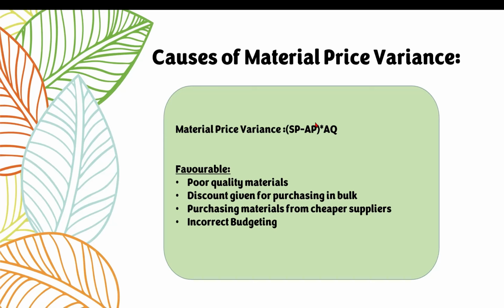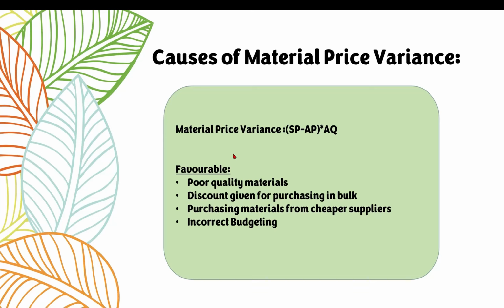So in that case, our actual price will be lower than the standard, and this will lead to the favorable material price variance. Again, if you are getting a discount, if you are purchasing the material in bulk, so the supplier offered you a good amount of discount, in that case your actual price will be lower than the standard price, and again this will lead to a favorable situation. And if you have switched the supplier and the supplier is supplying cheaper quality material at a lower price, again it will be a favorable situation.